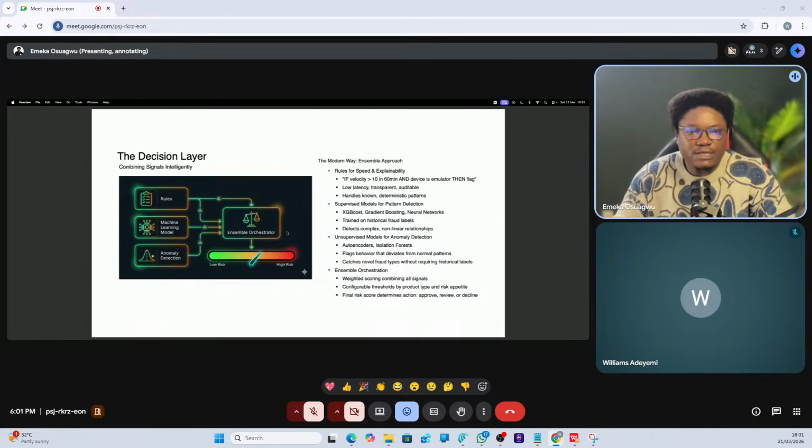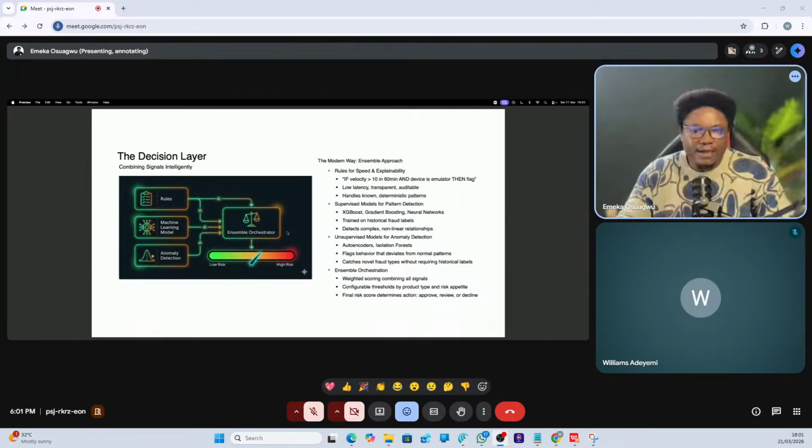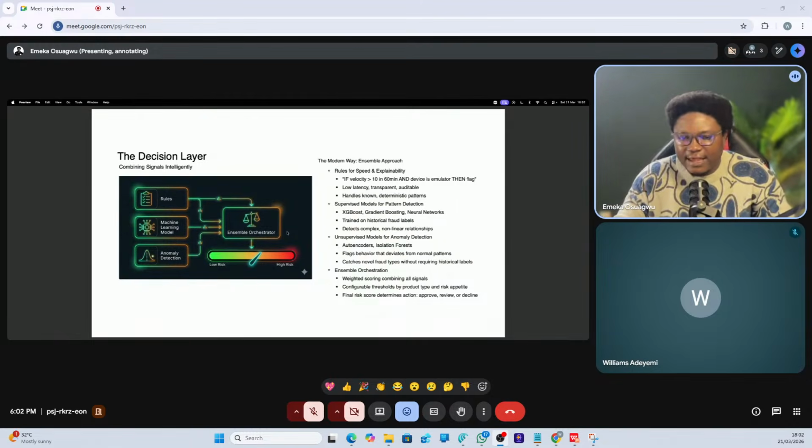A better approach looks like having separation of concerns, where we have different components for rules, speed and availability, supervised models, unsupervised models, and orchestration, having them separate. Again, the advantage of this is they are separate services. Each service is fundamentally responsible for different things. They can work in parallel, they can work simultaneously depending on business requirements.